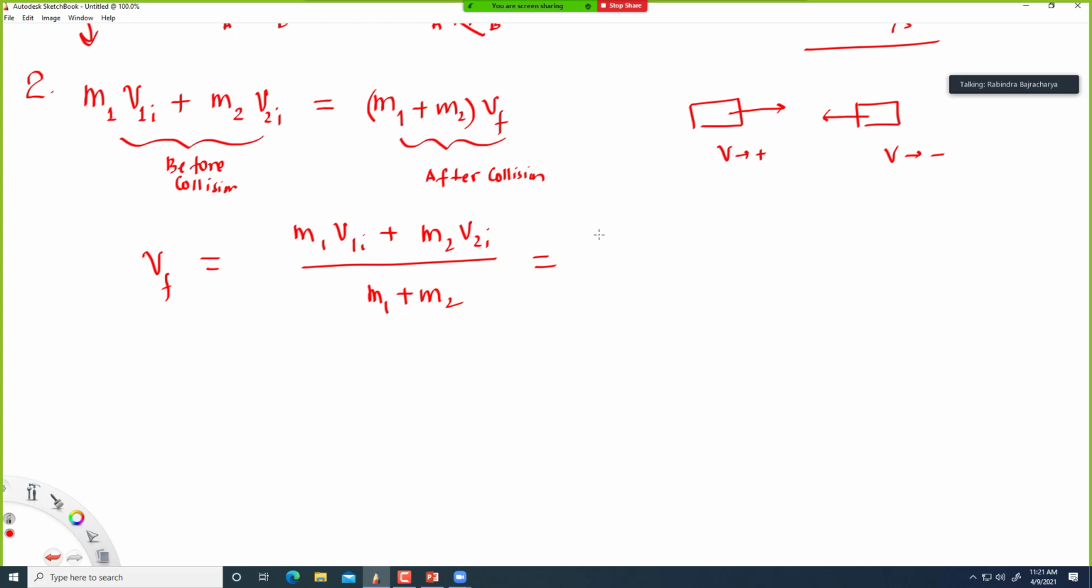Okay, so I didn't read the question carefully. So VF is given actually. VF is given. We are finding the initial velocity. Yeah, so that's right. So that means I need to rearrange the equation in a little bit different way. Okay, so this won't work. Let me just go back.